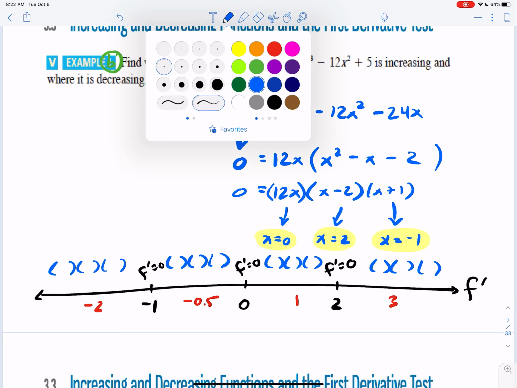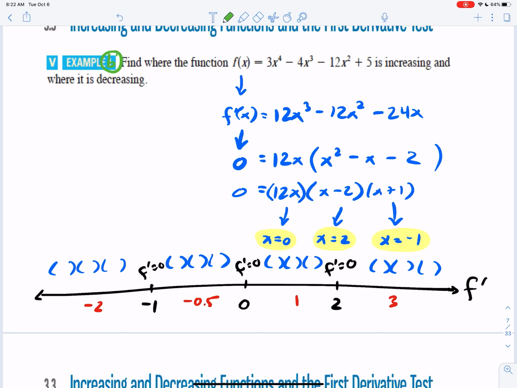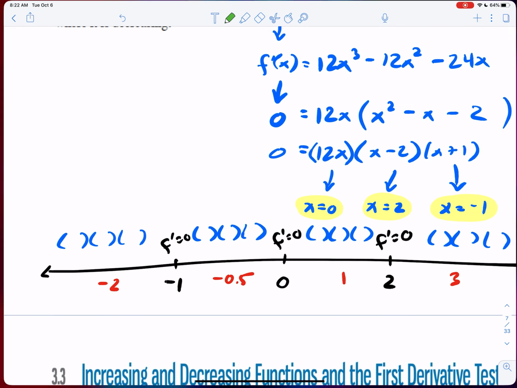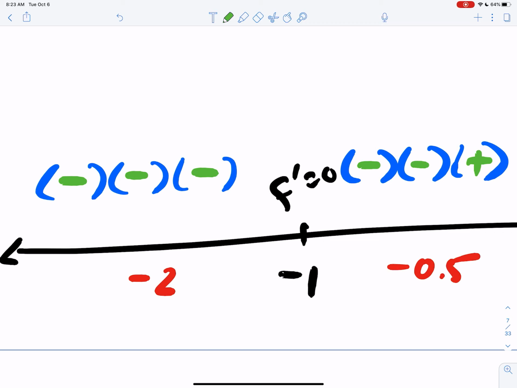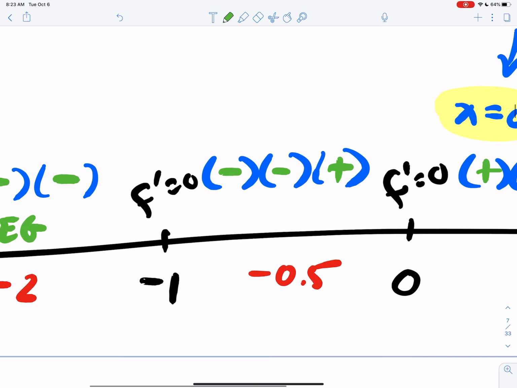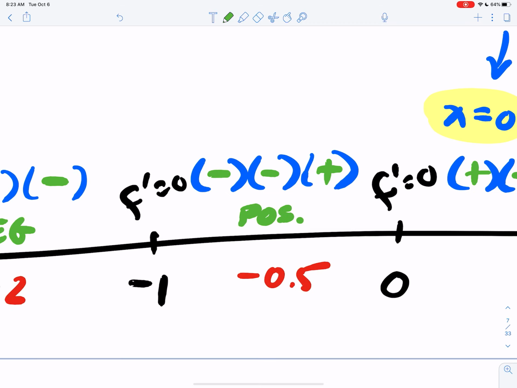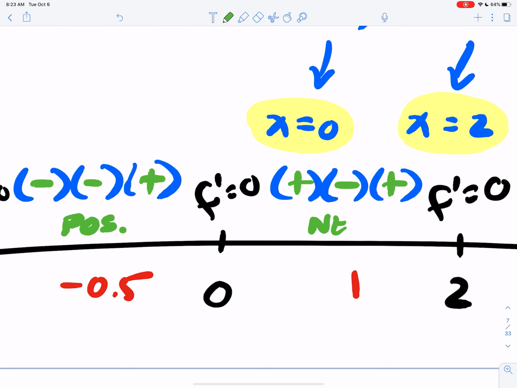Okay, so here we go. If I plug in negative 2 into the first one, I should get a negative, then a negative, then a negative. If I plug in negative 0.5, I should get a negative, negative, positive. If I plug in 1, I should get positive, negative, positive. If I plug in 3, I should get positive, positive, positive. Okay, so 3 negatives here. That's an odd amount, so I know it's going to be negative. Here, even amount, positive. Here, odd amount, so negative.